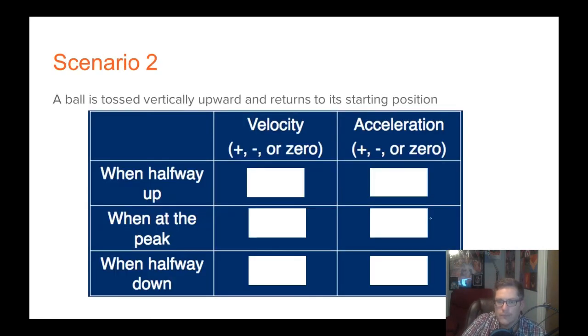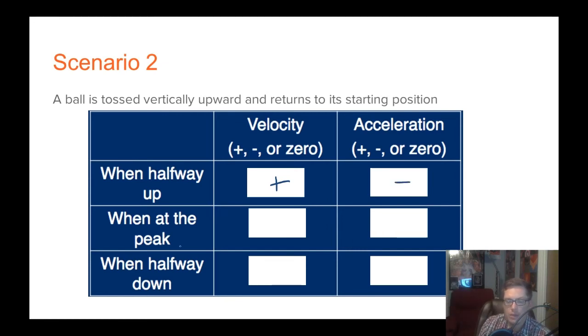So let's think about this. We've got a ball, and we're going to throw it up and down again, and we're going to try to predict what's going to happen to our velocity and our acceleration. Remember, if we're going up, that means we have a positive velocity. So when we throw the ball and it's halfway up, it's still going up, so our velocity has to be positive. But what about our acceleration? Well, acceleration is always pulling down, and so therefore acceleration has to be negative.